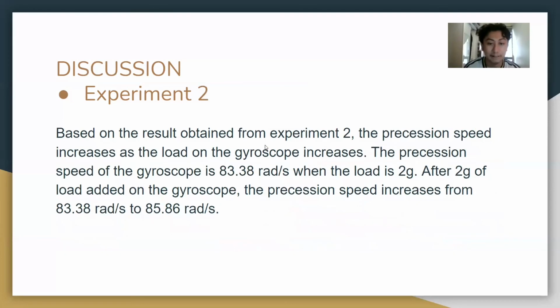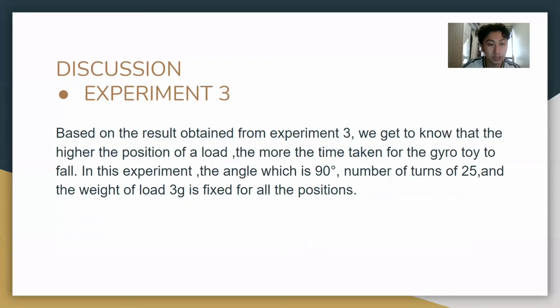Next. For experiment 2, we can see that the precession speed increases as the load on the gyroscope increases. This can be seen when the 2 gram load is added to the gyroscope: the precession speed increased from 83.38 radian per second to 85.86 radian per second.